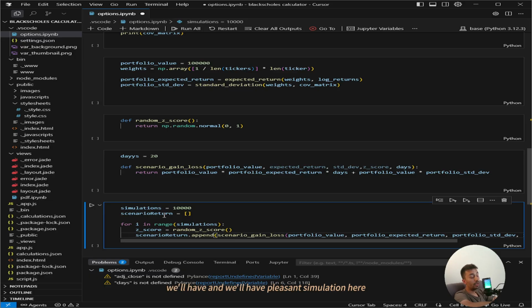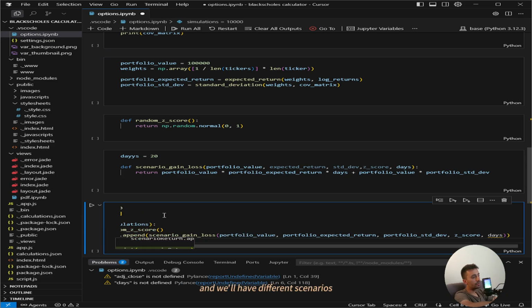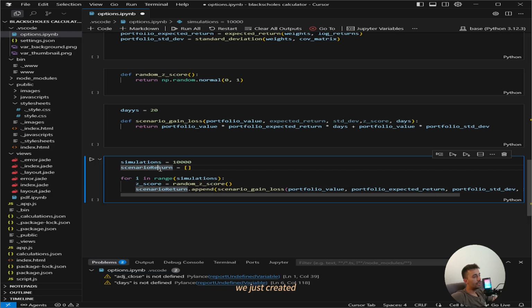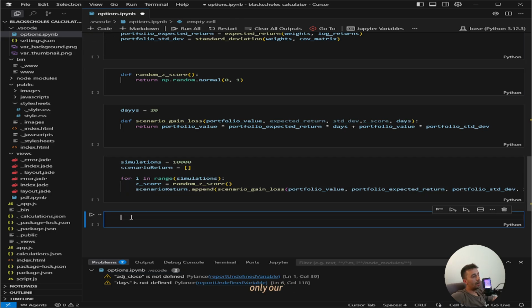So we created our simulation. We'll have 1,000 simulations here, and we'll have different scenarios, but we have not created value at risk here. We just created only our scenarios here and calculate value at risk here. All right, guys, calculate value at risk here. This step calculates value at risk at 90 percentage confidence level based on the simulation result.